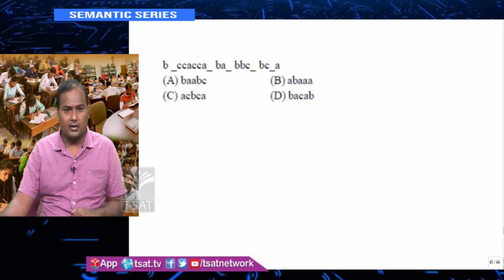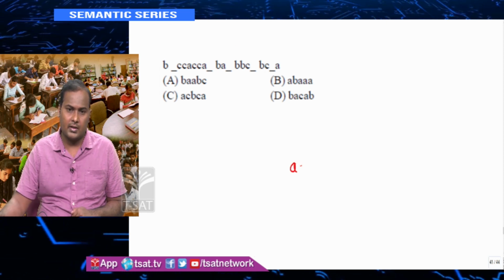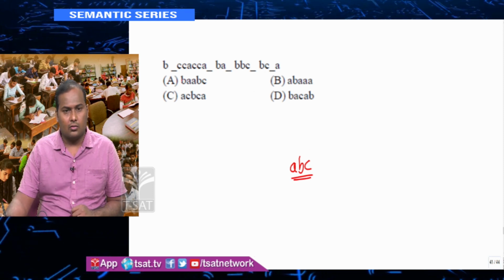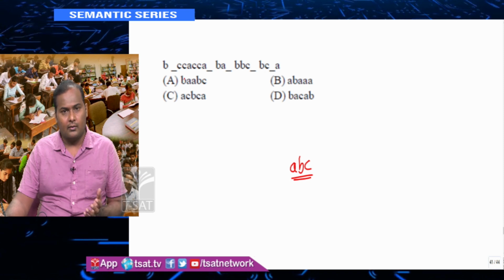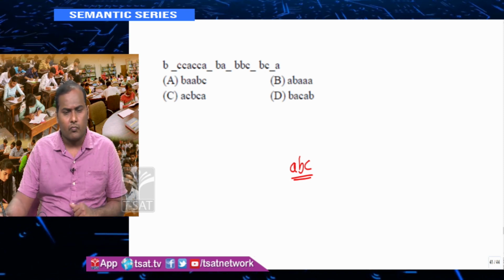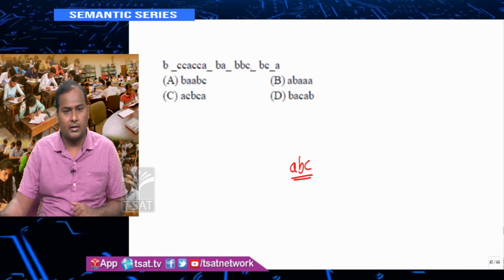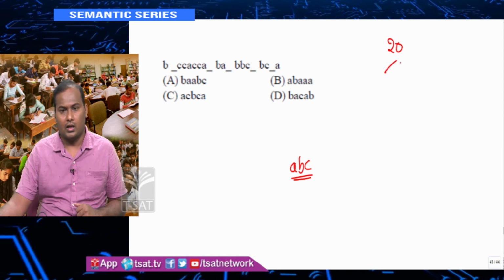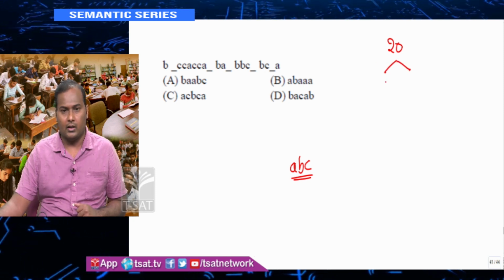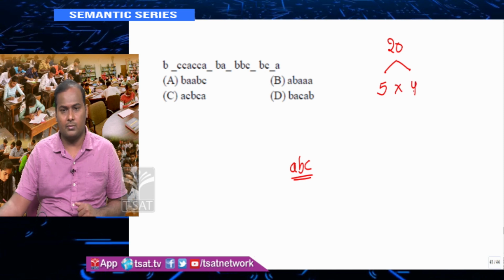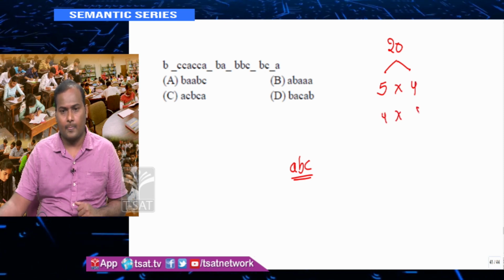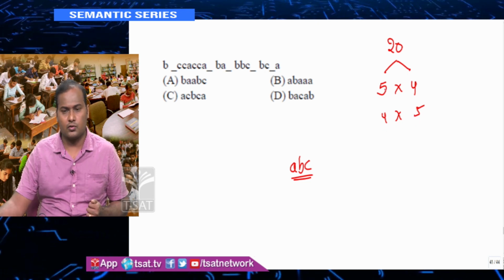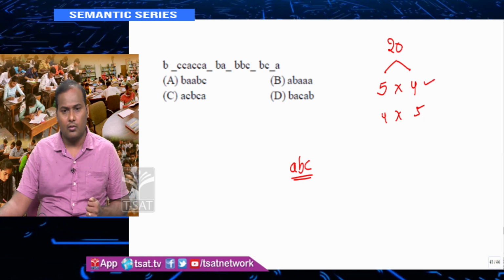But generally I said that if you see the letters, there are three types of letters, that is A, B and C. So when there are three types of letters, I will try to divide and check for the common. Now see here, total how many letters are there? Count it, total 20 letters. How can I divide these 20 letters? I can divide like 5 blocks repeating 4 times or 4 blocks repeating 5 times. Again, 4 blocks repeating 5 times will give more repetitions. So I will start with 5 blocks repeating 4 times.